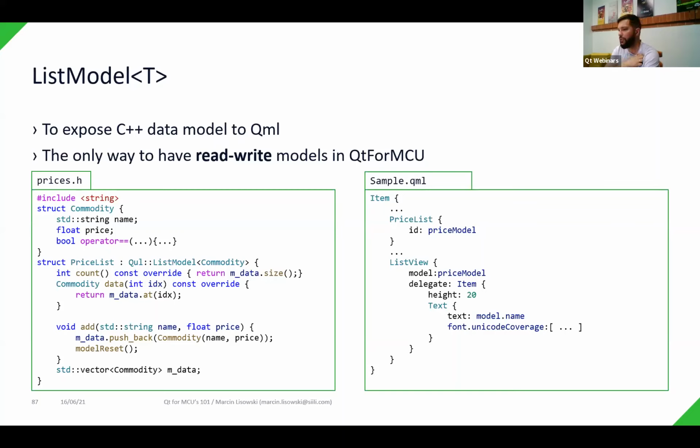On the right side, of course, you have an example of how to initialize such a price list and how to use that on the list view by just passing that price model ID, which refers to the price list object, to the model property of the list view. Then in the delegate you can reference model.name or some other properties that are located in the type of the element that is passed in the template argument of the list model on the C++ side.